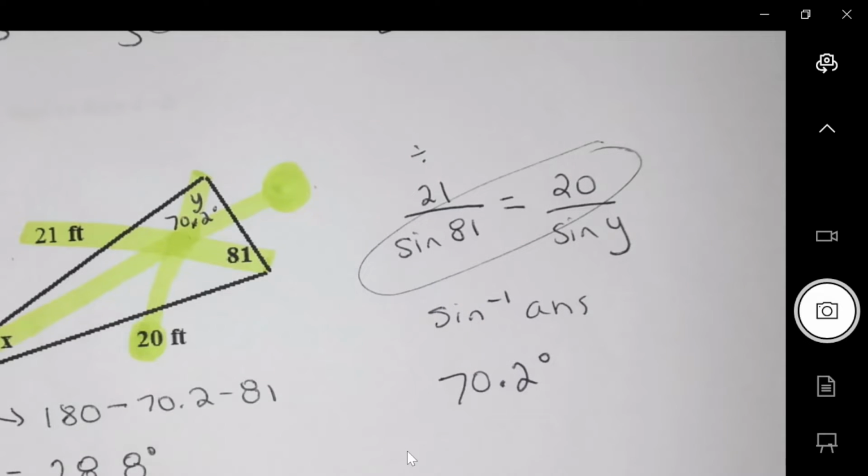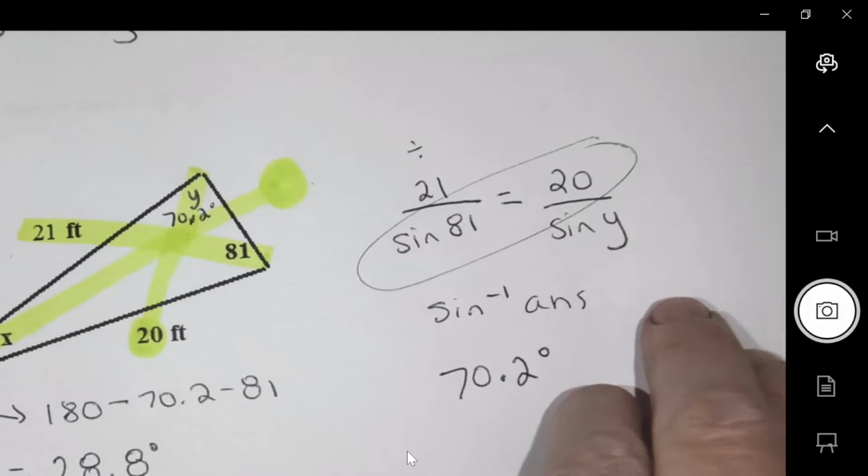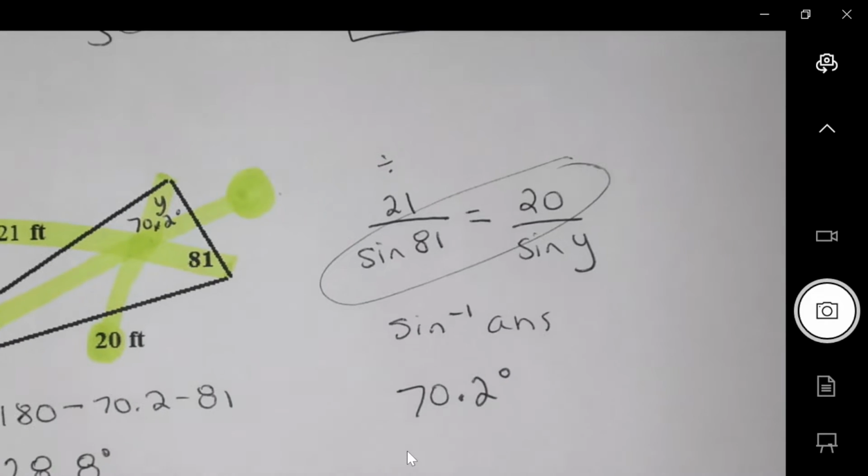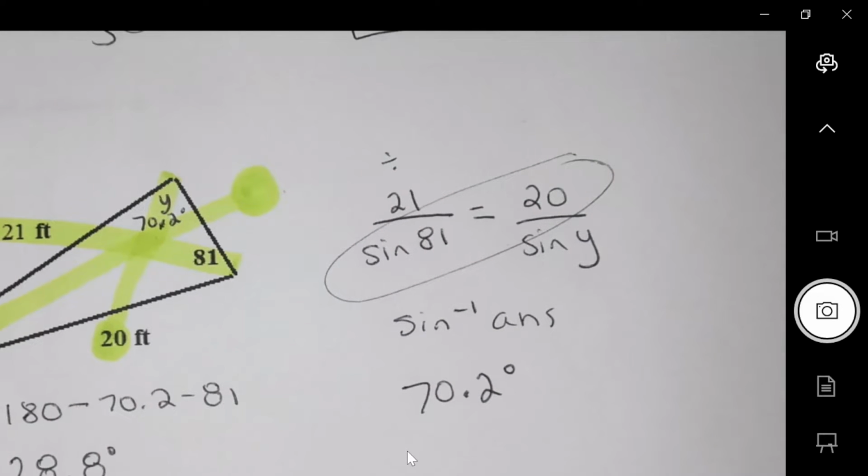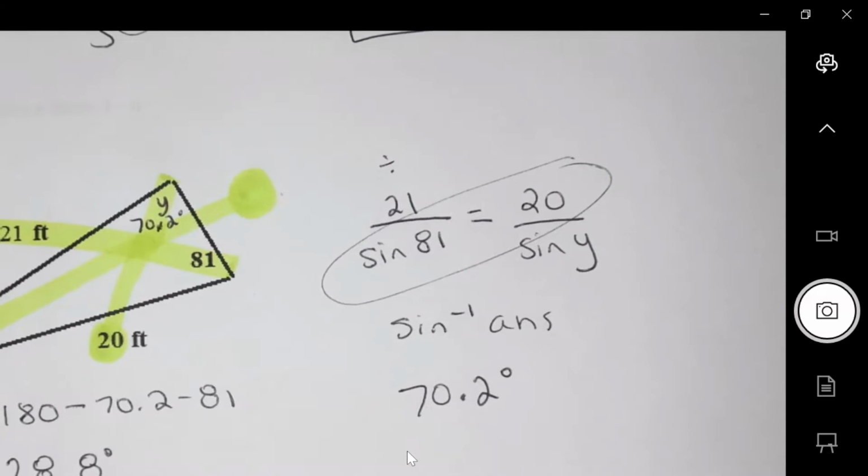Okay, sometimes I give you one of these that makes you do the sine law twice. If I wanted to get side x, you would have to do sine law again. So there might be one of those questions on your exam. If you're doing sine law twice in a question, don't think it's wrong. There's sometimes that you have to do that.